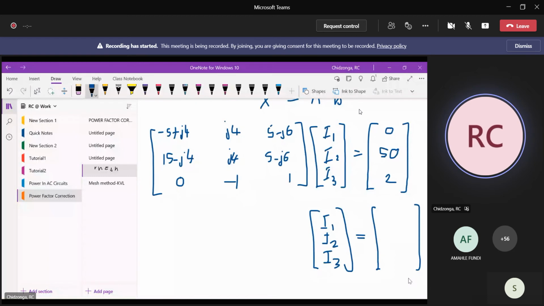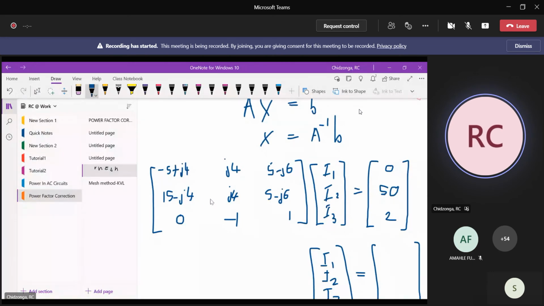Go ahead and ask. Sir, I was removed from the meeting, so I'm a little bit lost. After finding the equation of current, how did you get the matrix, Ax equals B? Okay, what is the size of this matrix? Can you give me the size of A, this matrix which I'm hovering on?